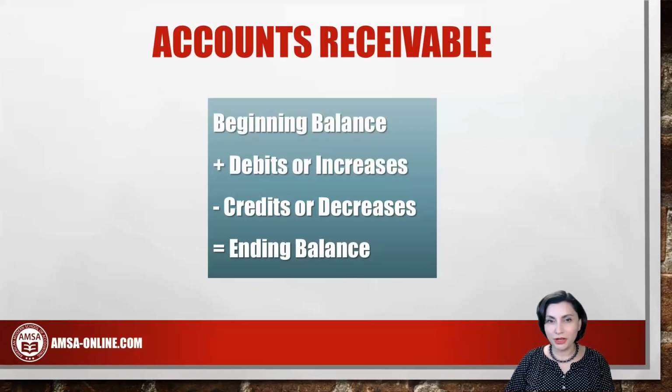How do we know that the ending balance in the accounts receivable account is correct? You need to know how to calculate the ending balance and how accounts receivable increases and decreases. To calculate the ending balance of accounts receivable, you will need to know the beginning balance, total credits, and total debits. Yes, the formula is simple. The beginning balance plus total debits minus total credits equals the ending balance.